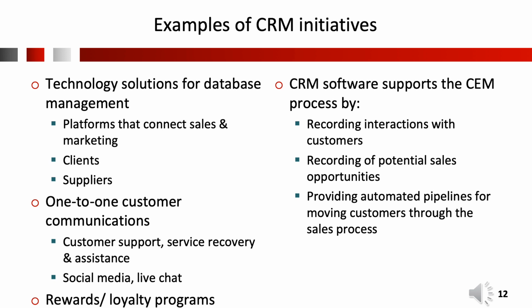The second major aspect of CRM is one-to-one customer communications. So when you think about the customer support departments or any other departments that are monitoring social media, monitoring reviews, replying to those reviews, or replying to complaints and special requests, providing recovery and assistance, those can really fall in the scope of CRM initiatives. And the third major component is managing the loyalty programs or reward programs.